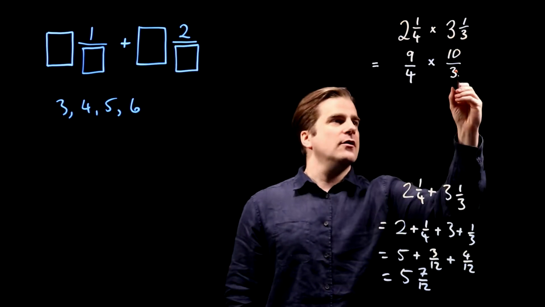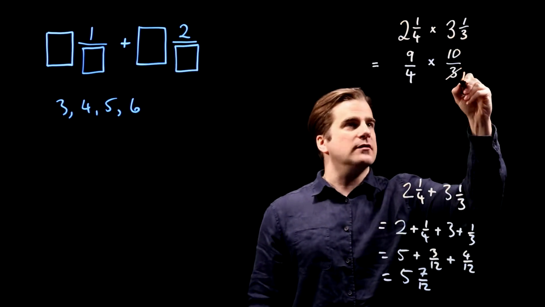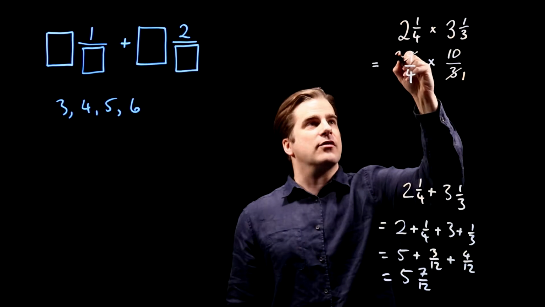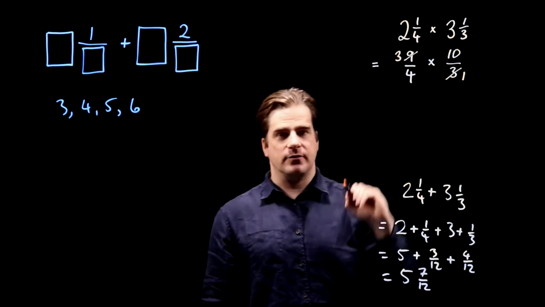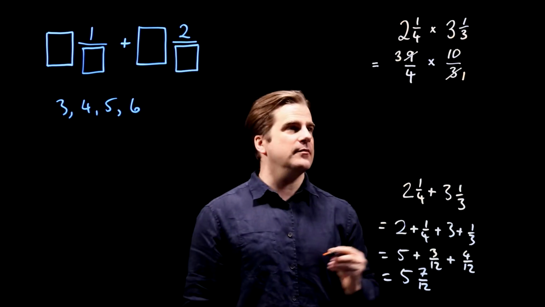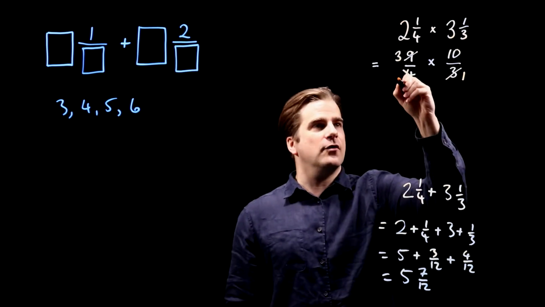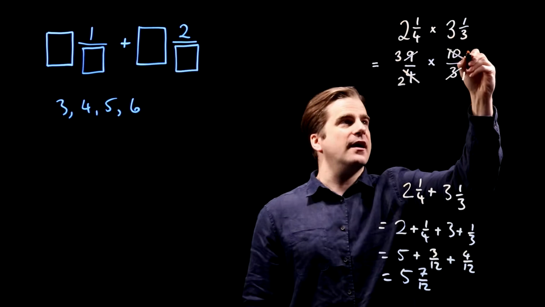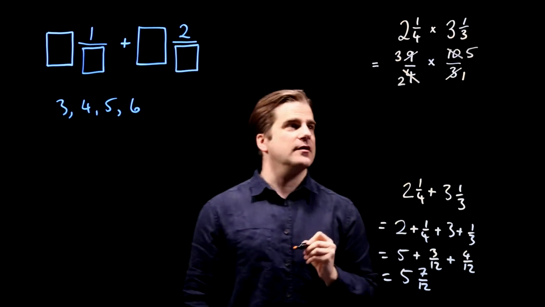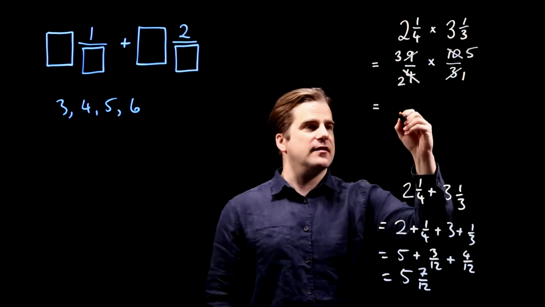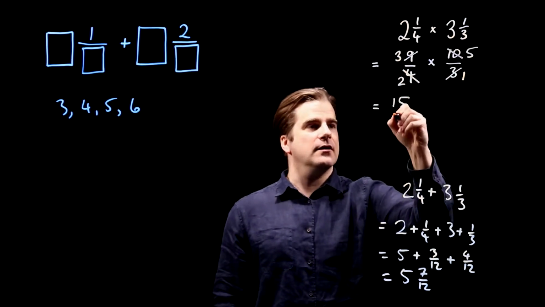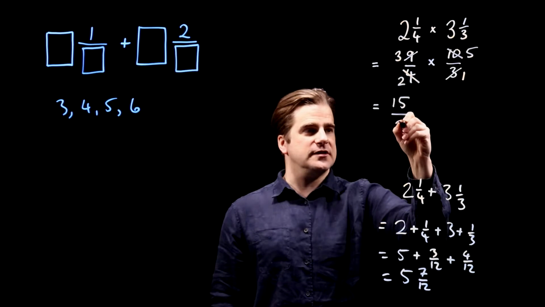Look at this. 3 goes into 3 once and into 9 3 times. 4 and 10. 4 doesn't go into 10, but 2 goes into both of them. 2 goes into 4 twice, and 2 goes into 10 5 times. See, much easier. So it becomes 3 times 5, which is 15, over 2 times 1, which is 2.